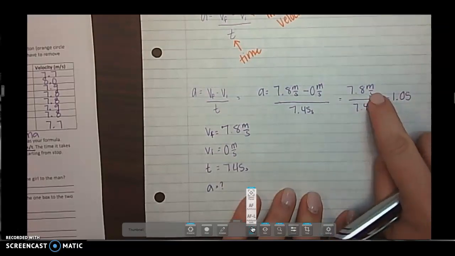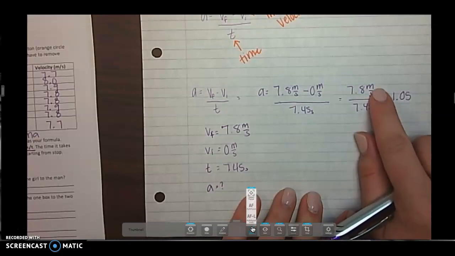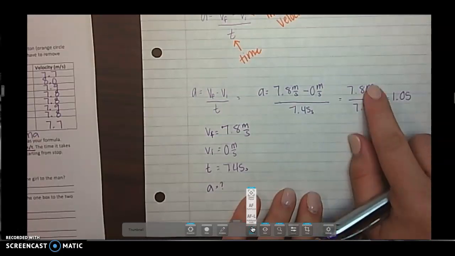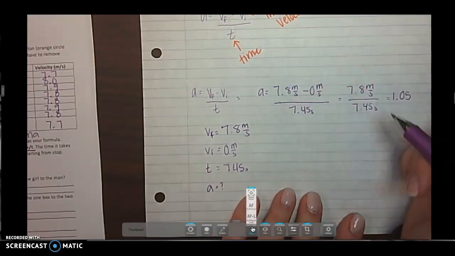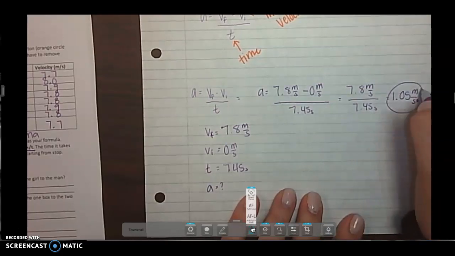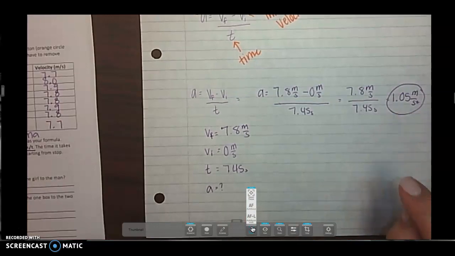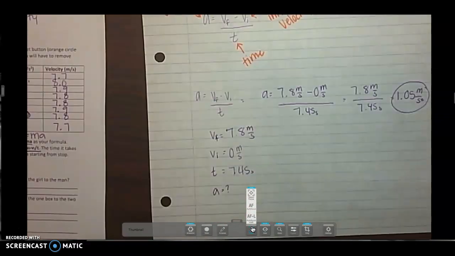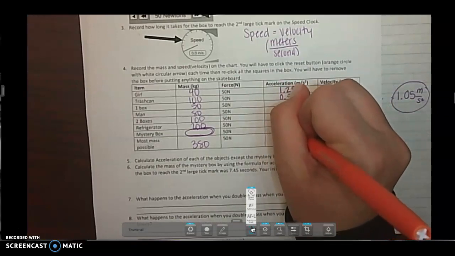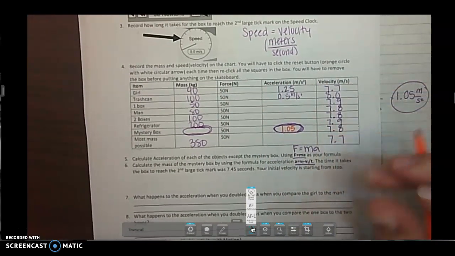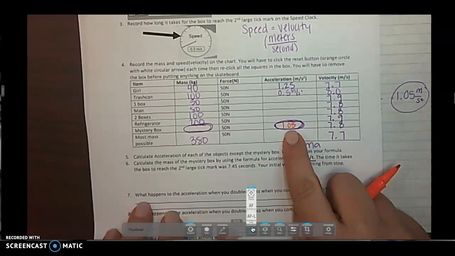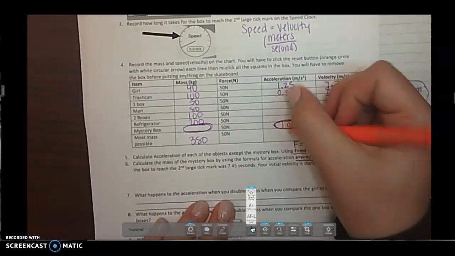Now let's look at our units. We've got meters on top, seconds on top, or seconds on bottom, seconds on bottom. Well, these can't cancel, so they have to combine because they're both on the bottom. So we've got meters over second squared. So that's our acceleration for our mystery box. So it was 1.05 meters per second squared.